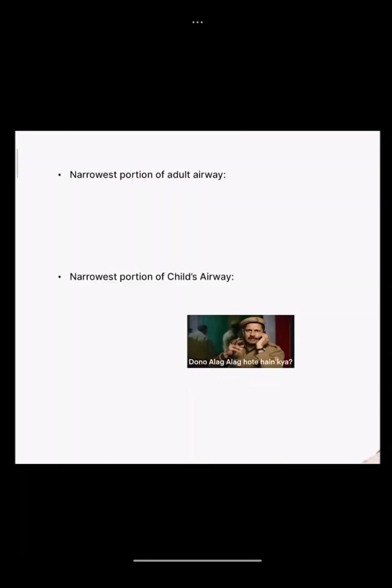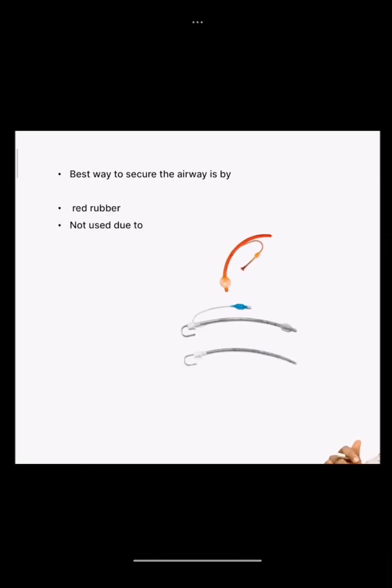So now coming to the next thing, in which we'll be discussing the airway and the different steps to do airway management. The first thing about the airway is basically we need to know something about the anatomy of the airway, in which we'll learn which is the narrowest portion of the adult airway. The narrowest portion of the adult airway is the glottic opening. And the narrowest portion of the child airway is the subglottis.